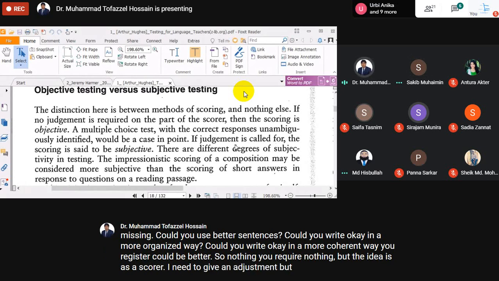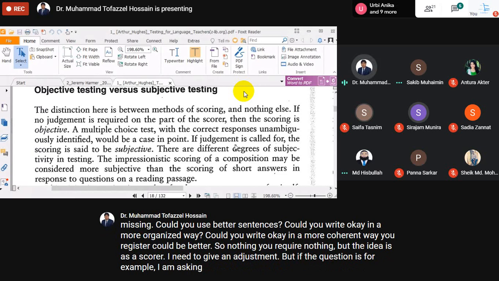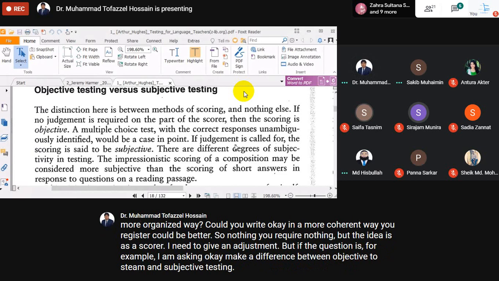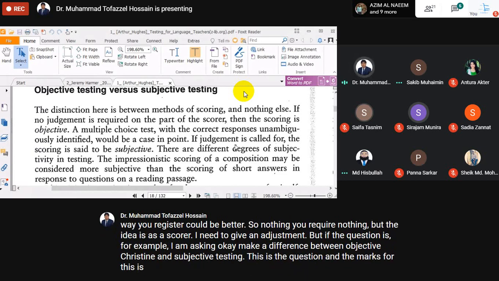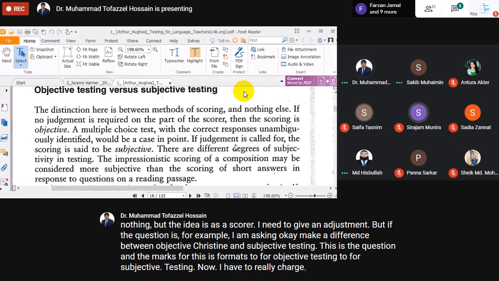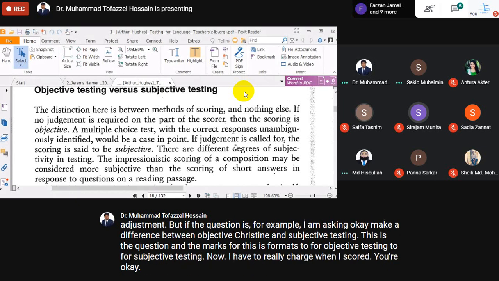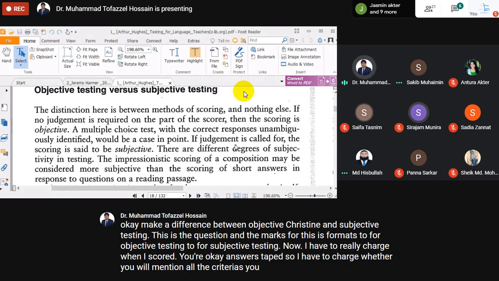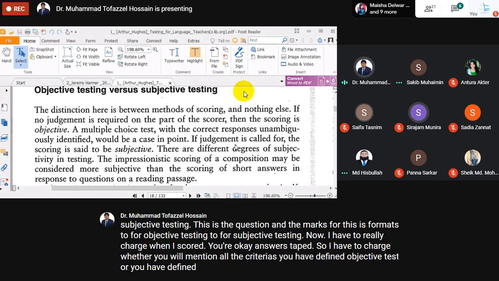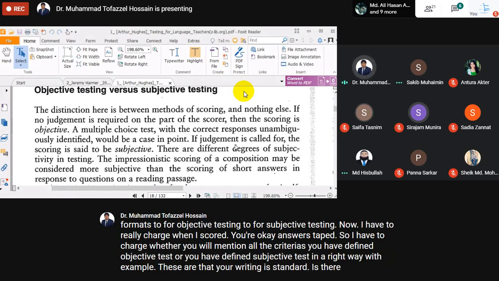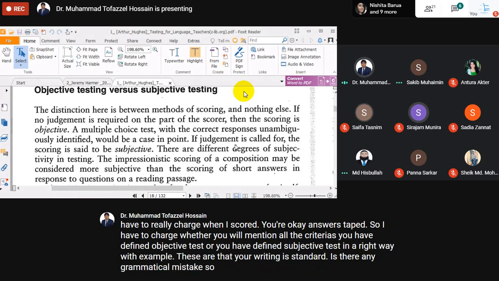But if the question is, for example, I am asking, make a difference between objective testing and subjective testing. And the marks for this is 4 marks, 2 for objective testing, 2 for subjective testing. Now I have to really judge when I score your answer script. I have to judge whether you mention all the criteria, whether you have defined the objective test or the subjective test in the right way, with examples, your writing standard, and whether there is any grammatical mistake. So you see, I need a judgment.